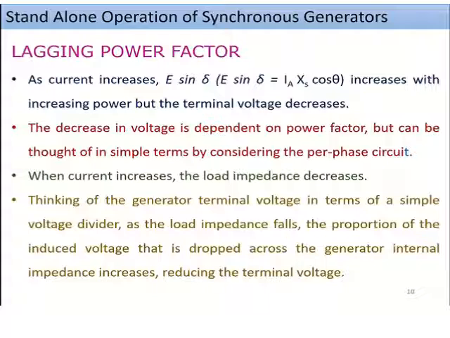So when current increases, the load impedance decreases. Now thinking of the generator terminal in terms of a simple voltage divider, if impedance falls, the proportion of induced voltage dropped across the generator internal impedance increases, and therefore terminal voltage reduces. We will try to understand these things with some animations in the upcoming slides.